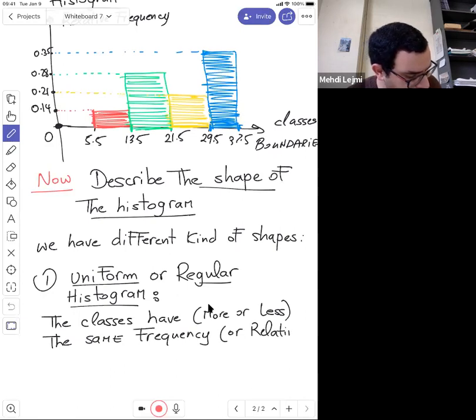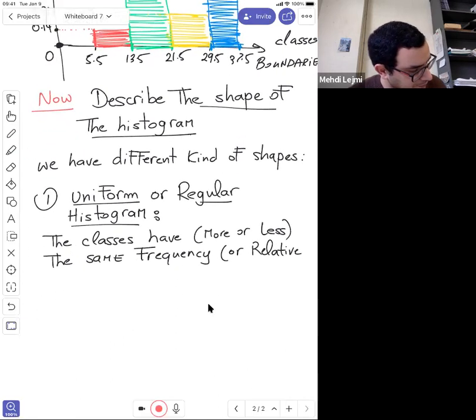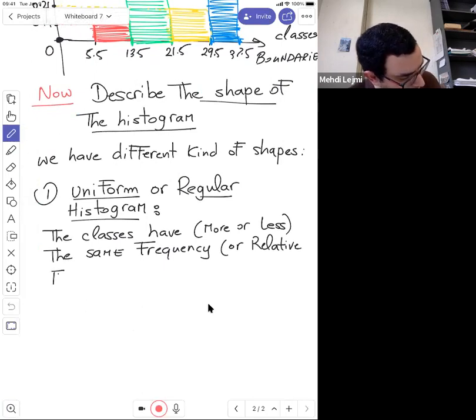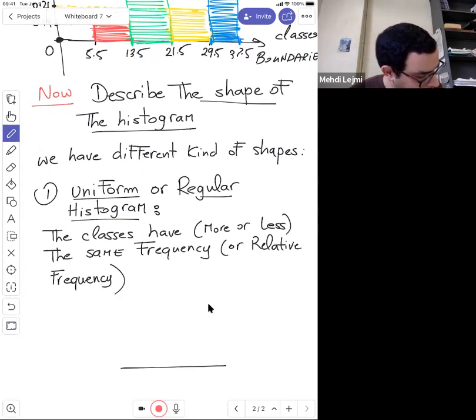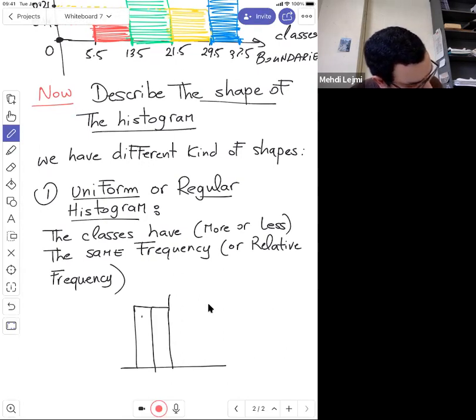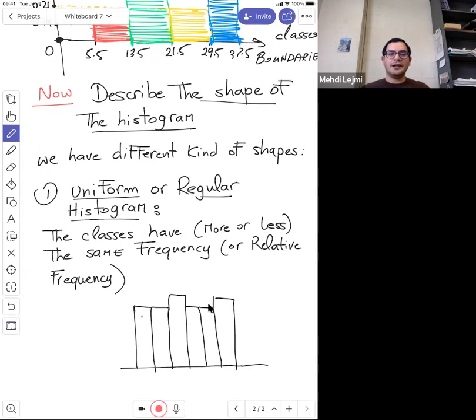So then the shape of the histogram is going to look like the following, in terms of relative frequency. You see here, your classes have more or less the same frequency, the same height. The frequency is given by the height of the class, or the height of your rectangle.